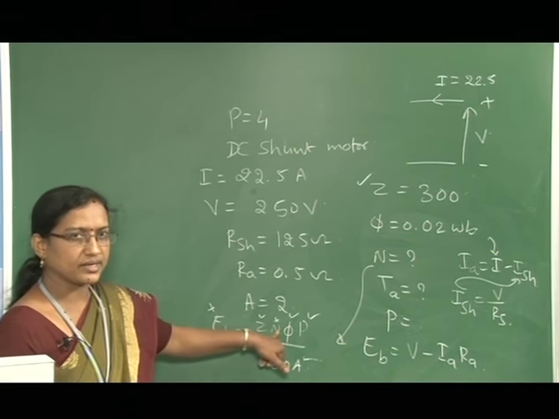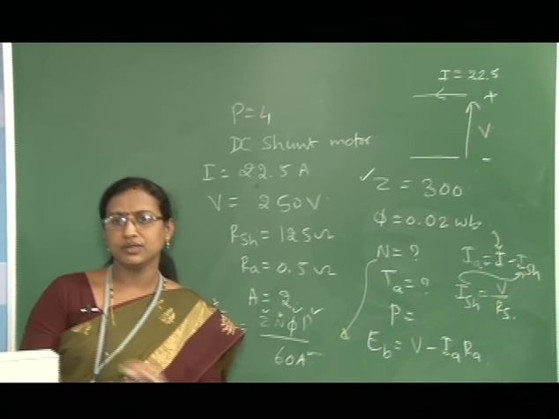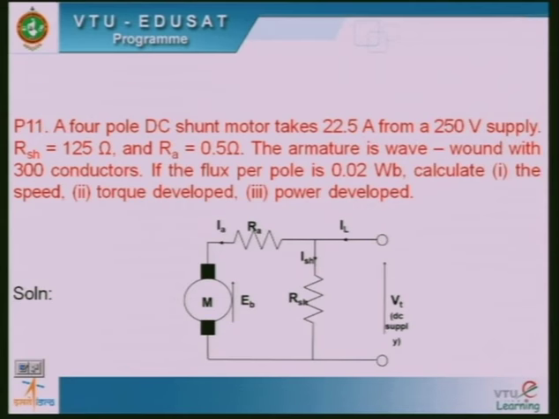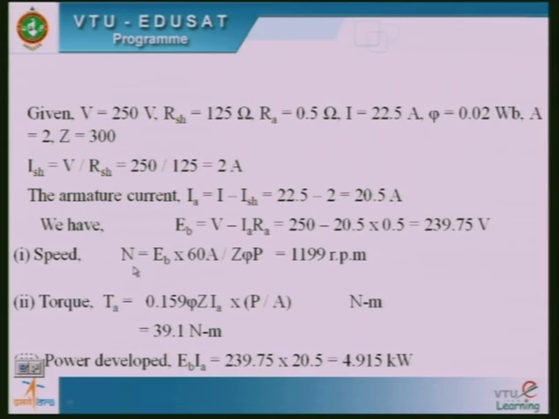So, this is how you have to calculate, and then you have the torque equation and the power developed equation, so you can calculate all three requirements. Speed N is equal to EB into 60A divided by ZφP. So, we are getting speed equal to 1199 RPM, and we have the equation for torque. TA is equal to 0.1595 Z φ IA multiplied with number of poles divided by number of parallel paths. Substituting all the values, we get the armature torque developed equal to 39.1 Newton meter.